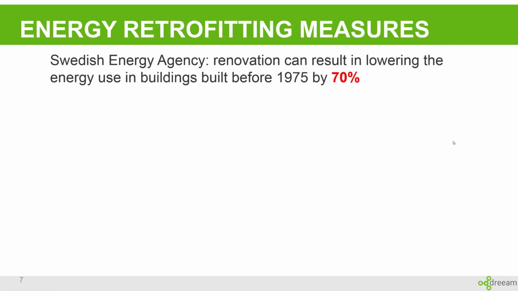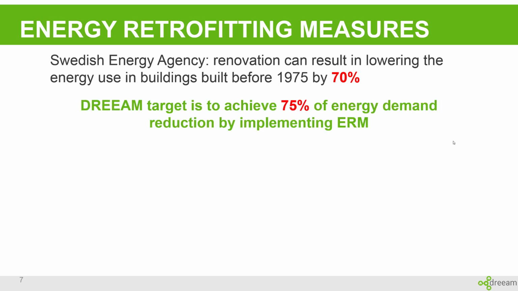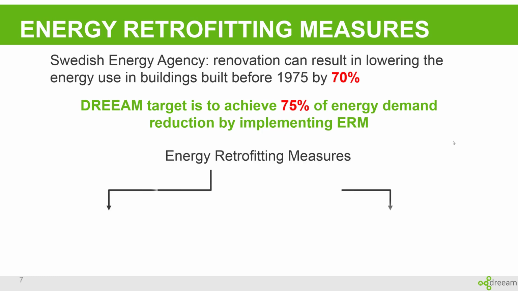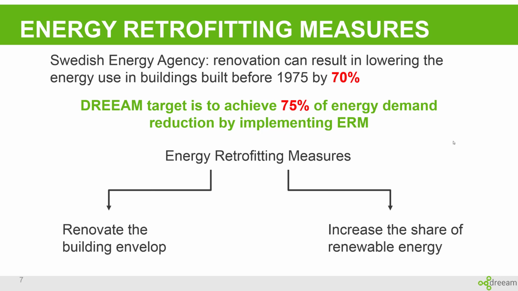Consequently, the Swedish Energy Agency states that renovation can result in lowering the energy use in buildings built before 1975 by 70%. However, in the Dream project we aim to achieve a 75% energy demand reduction by implementing energy retrofitting measures. When we are talking about energy retrofitting measures, we mean two concepts. First, renovate the building envelope, and second, increase the share of renewable energy.